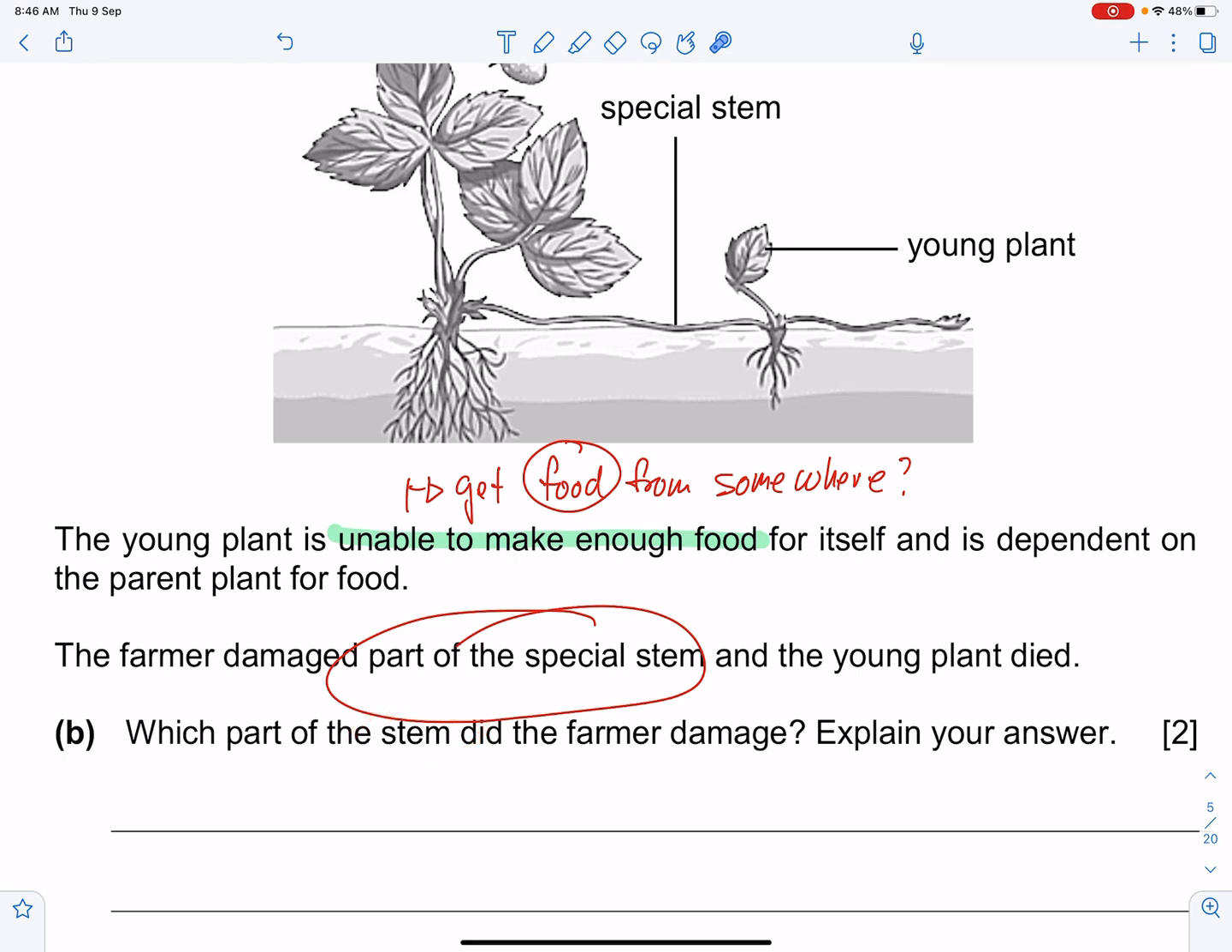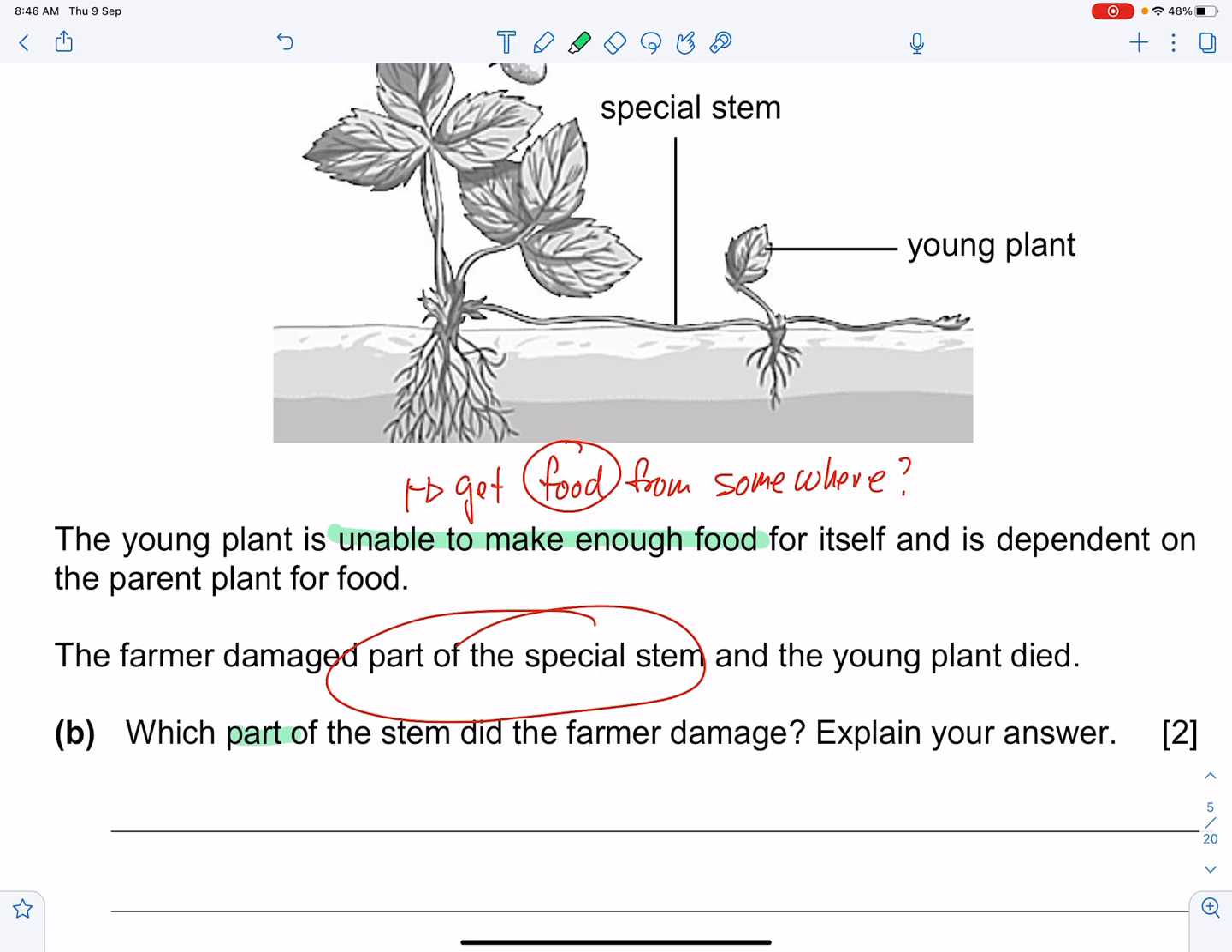So ask yourself, what part of the stem have you learned? Is it that difficult? There's only 2 parts of the stem that you have learned, right? To be very honest, if it's not the xylem, then it's the phloem. Otherwise known as your water and your food carrying tubes. What is so difficult? But you choose to say very generic statements like, oh, the special stem. That's not going to earn you any marks. You do realize that, right?